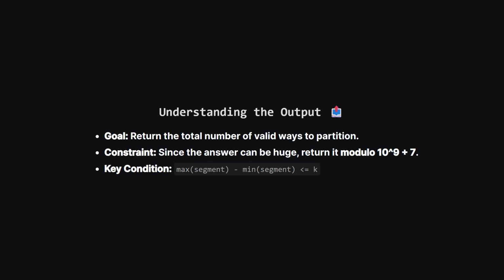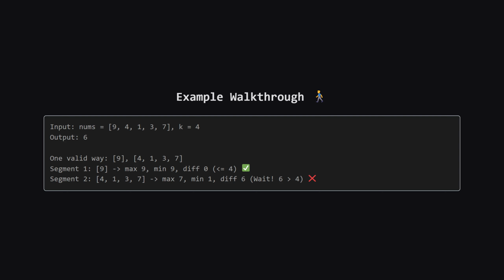Because this number can get absolutely massive with larger lists, we need to return the result modulo 10 to the power of 9 plus 7. The core condition to keep in mind throughout this entire video is that for every single segment we create, the maximum value minus the minimum value must be less than or equal to our limit, k. Let's walk through an example to verify our understanding.